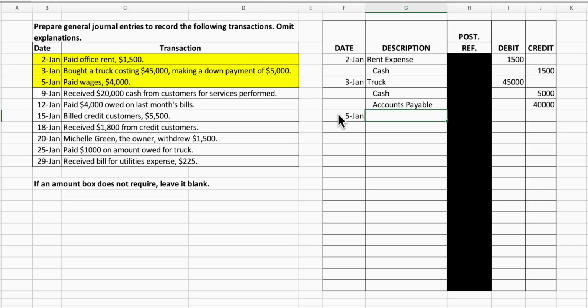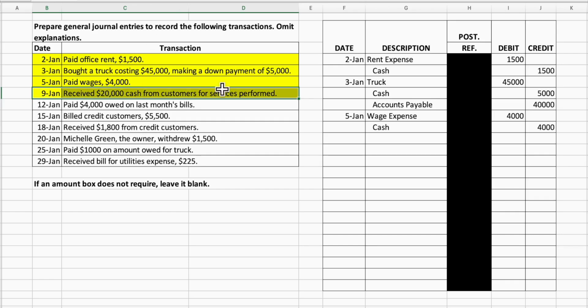So on January 5th, you had to pay wages of $4,000. So for that $4,000, you used cash to make the payment. And what you did was pay a wages expense. Now, remember what I've been telling you. Anytime there's an expense, the expense is on the debit side, at least for this assignment. The expense is on the debit side, and then how you pay for it will be on the credit side. And because you can't pay wages with an accounts payable, you pay that with cash. So cash is the correct answer there.